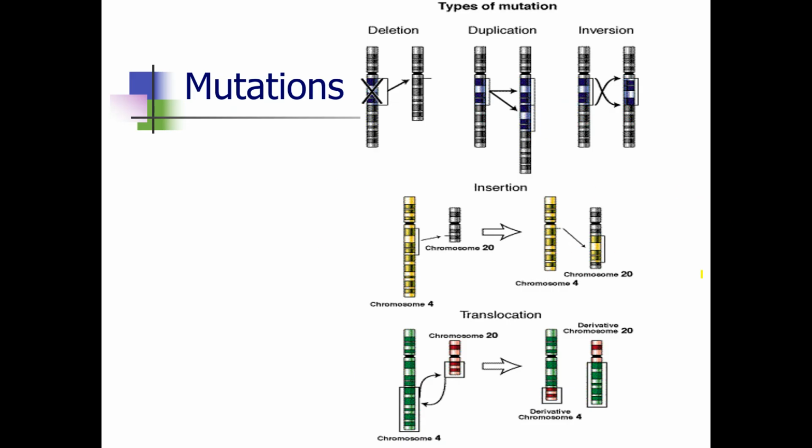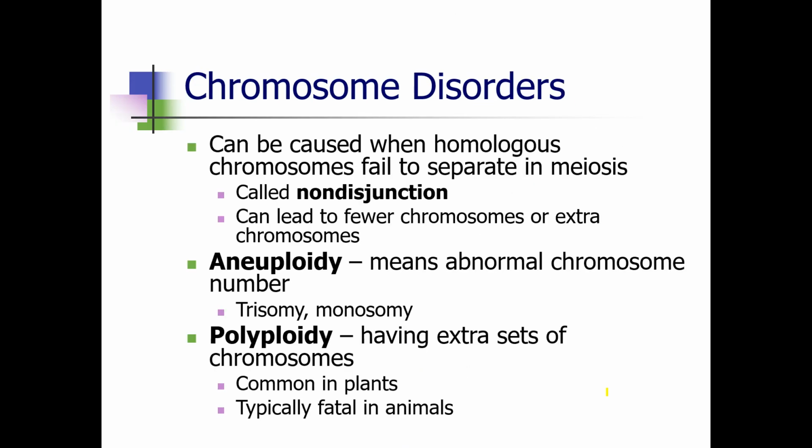So here's an example of what those might look like. Okay, so a deletion, a piece is removed. Duplication, you have extra copies of genes. Inversion, it gets flipped. You could add a piece to another chromosome, or you could have a translocation where it breaks off and attaches to another.